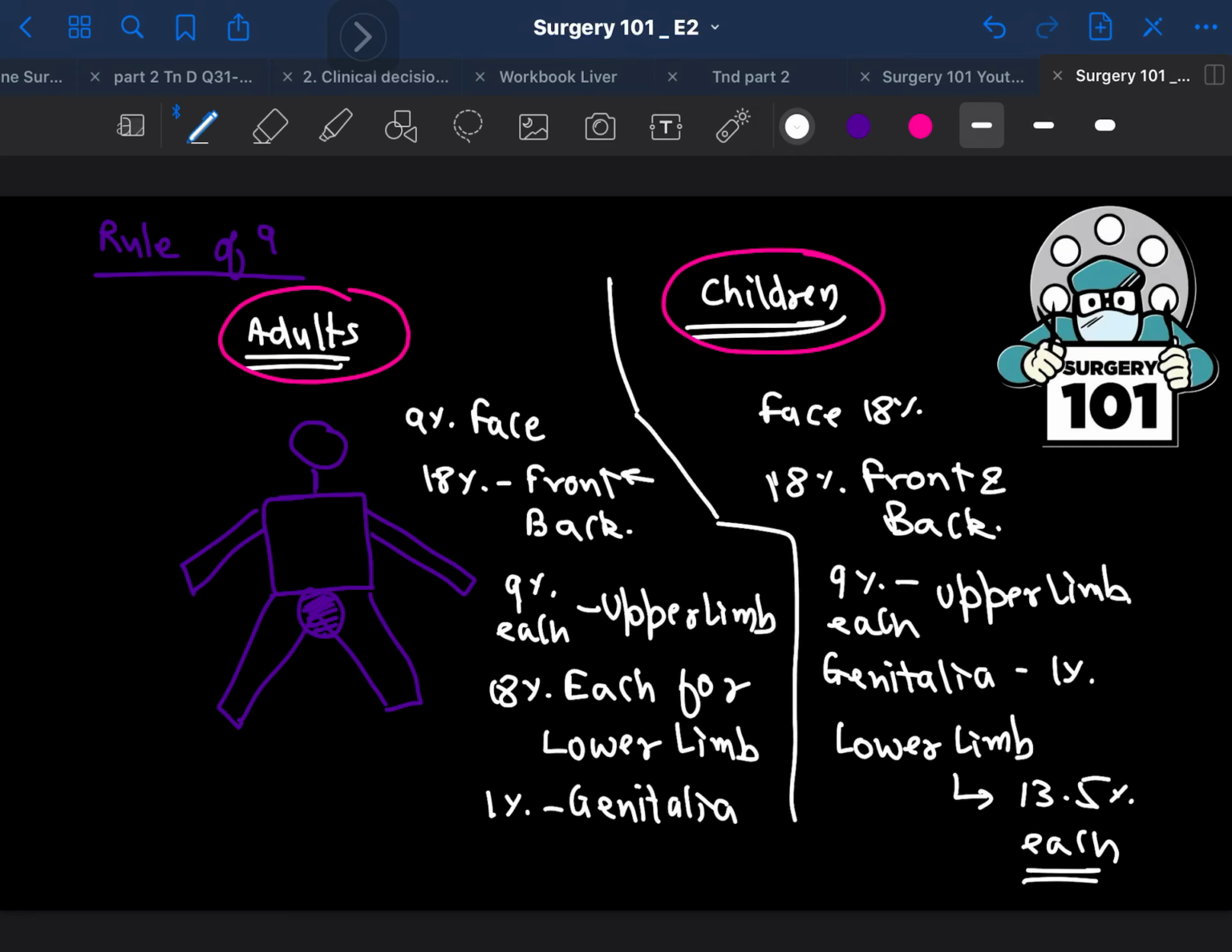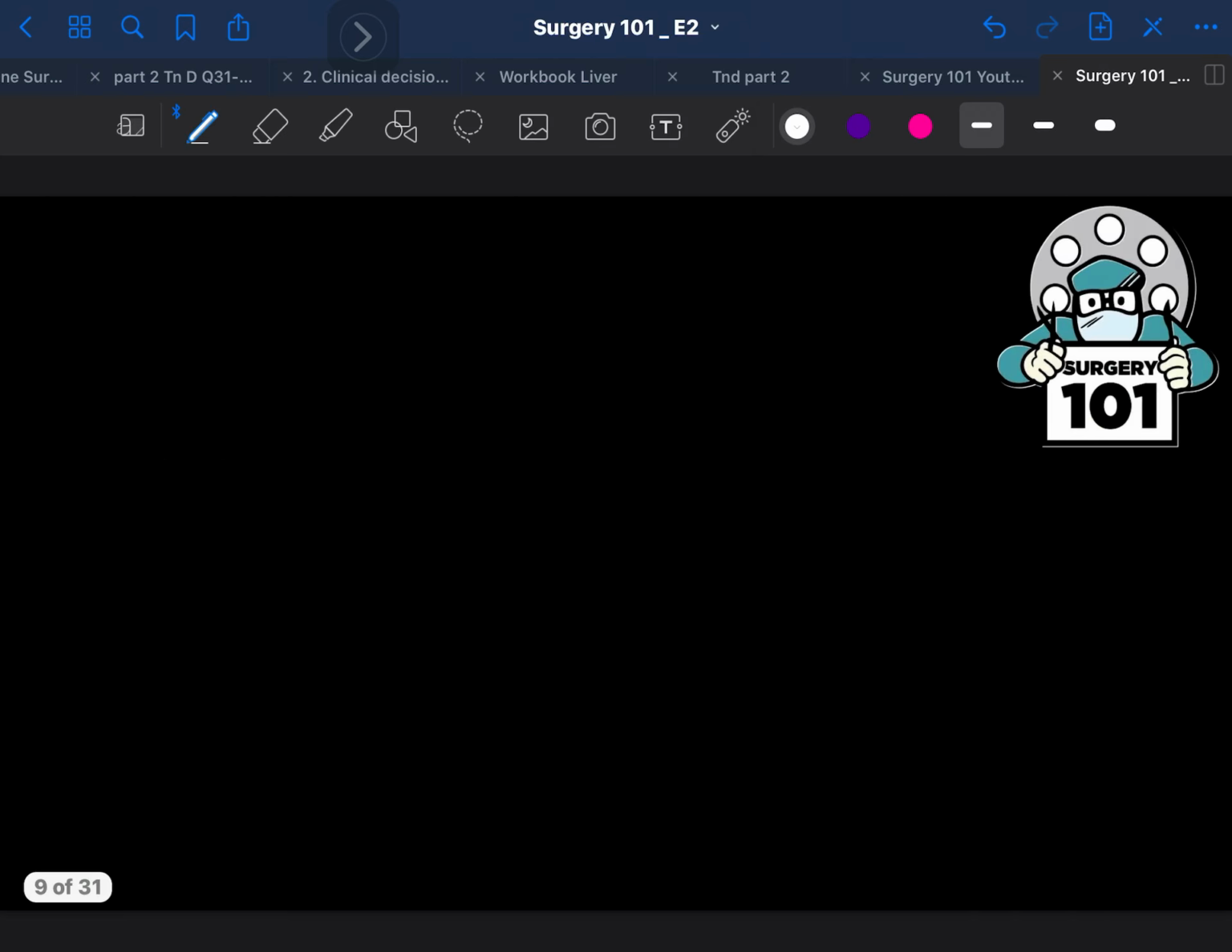But why is this there? If you will notice, your face is getting more percentage as compared to the face of an adult. Why? Because in the children, the ratio of the face to the body is higher. There is a 1-year-old child and there is a 10-year-old child, and the ratio of the face to the body is constantly changing. That is the reason why the rule of 9 is inaccurate to calculate the percentage of burns in children.